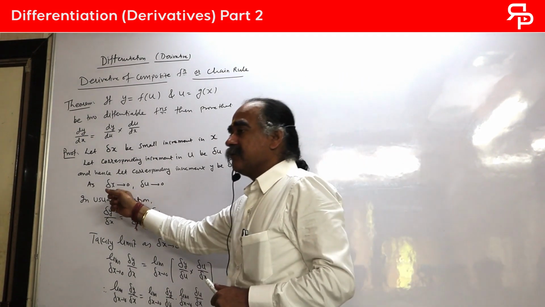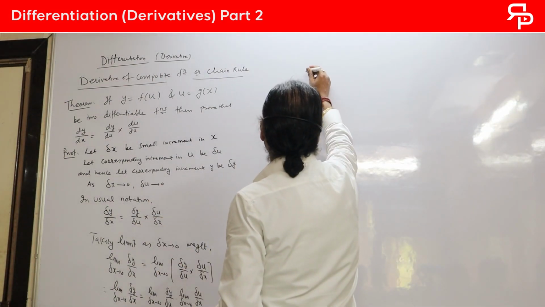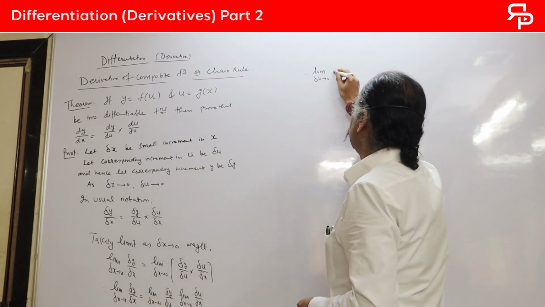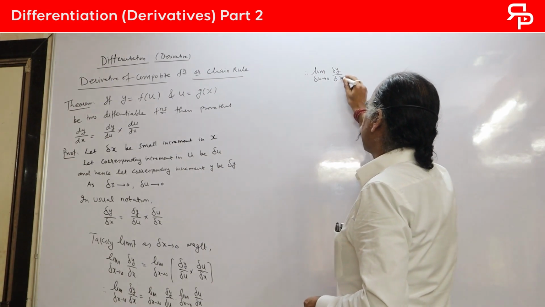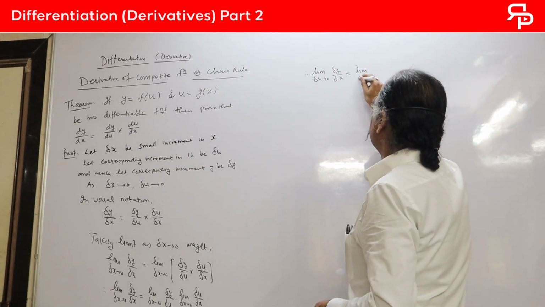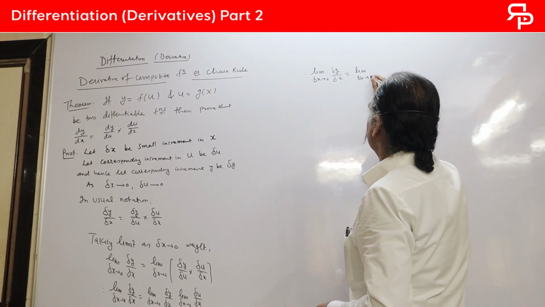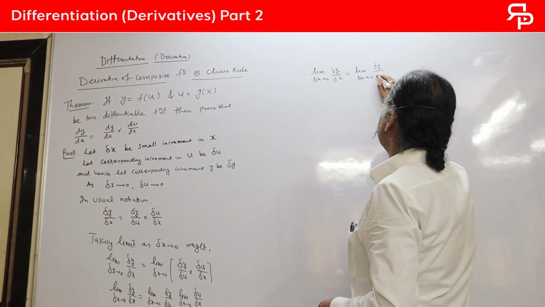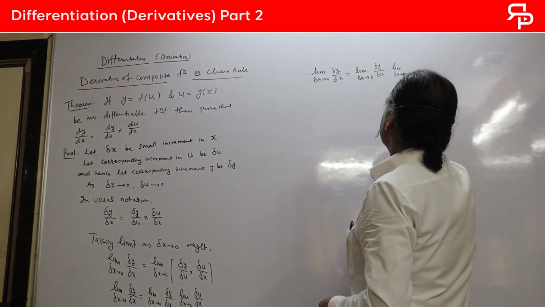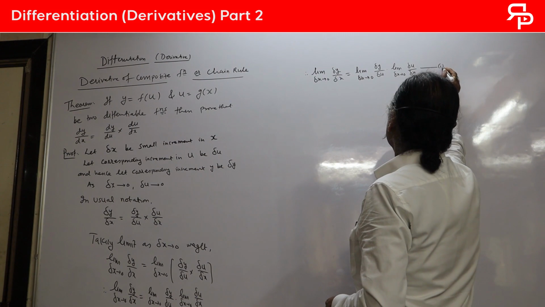Or what is given? Whenever delta x tends to 0, delta u also tends to 0. So we can directly replace. So limit delta x tends to 0, delta y by delta x is equal to limit delta u tends to 0, delta y by delta u into limit delta x tends to 0, delta u by delta x. This we write as equation number 1.